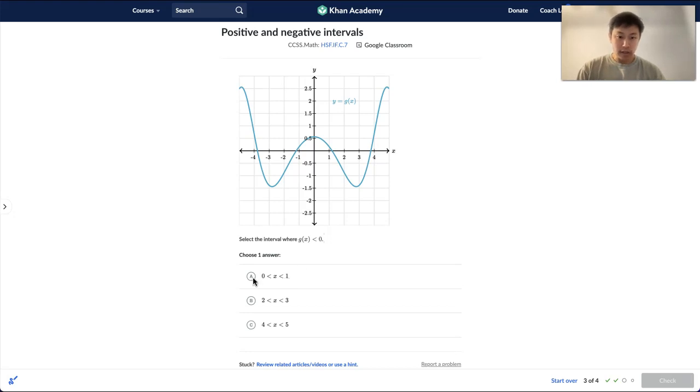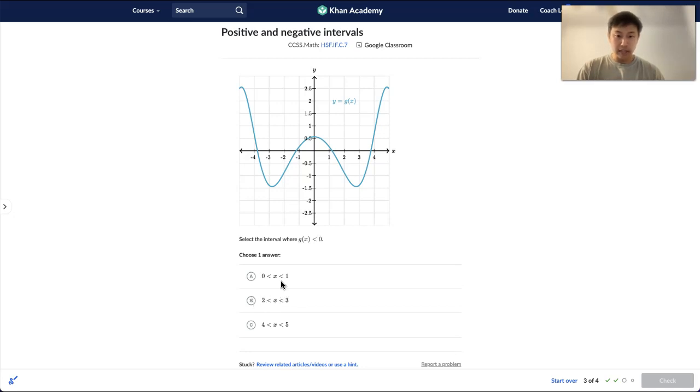Okay? So let's look at each interval again. X value between 0 and 1. That's going to be right here. X values between 0 and 1. I have positive y values. So I don't want to click that because I'm looking for negative y values, right? Y values less than 0 means negative.